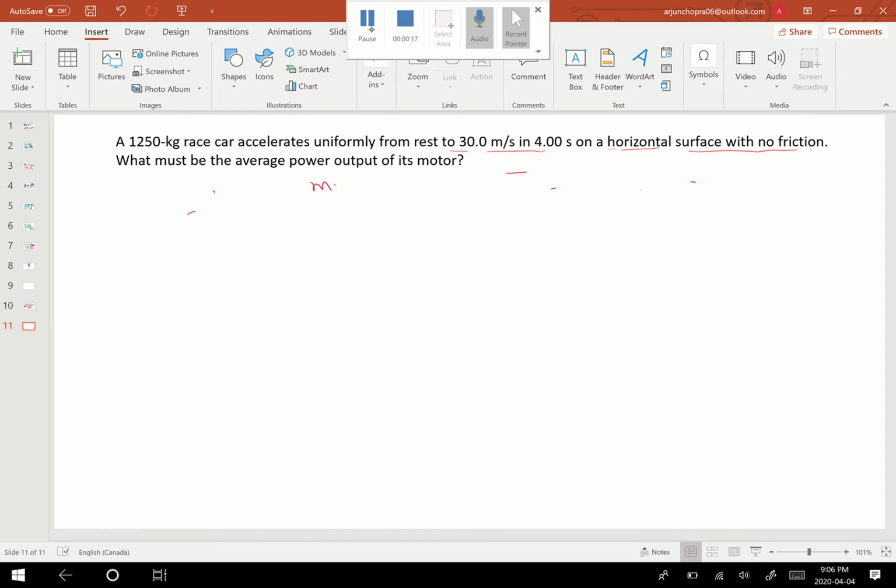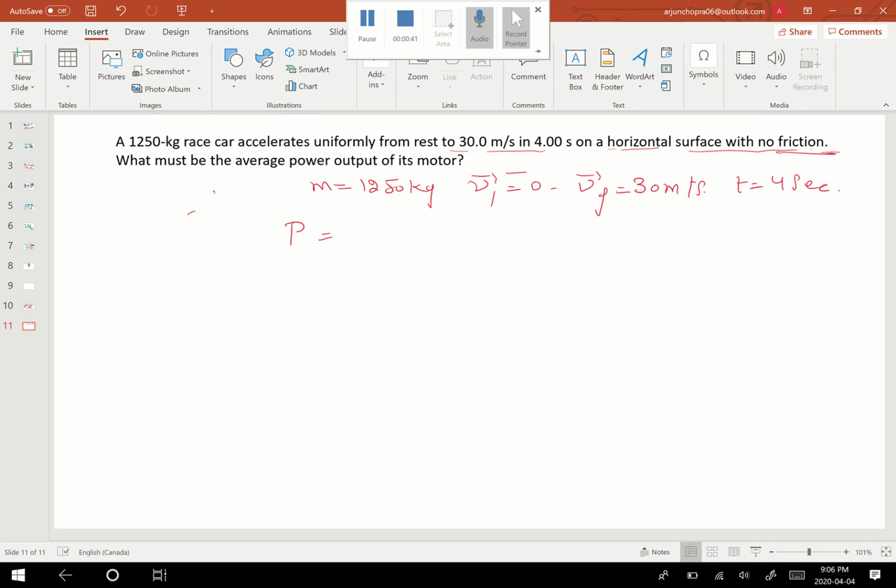So the mass of the car is given to us, 1250 kg, and it starts from rest. So I can say v initial is equal to 0 and v final is equal to 30 meters per second, and the time given to us is 4 seconds, and it's a frictionless surface, so there are no losses. What must be the average power output of the motor? So I want to find the power output.